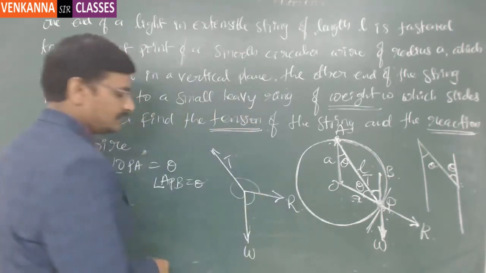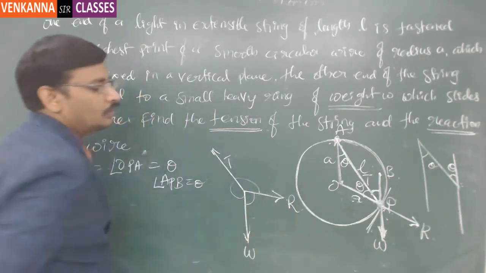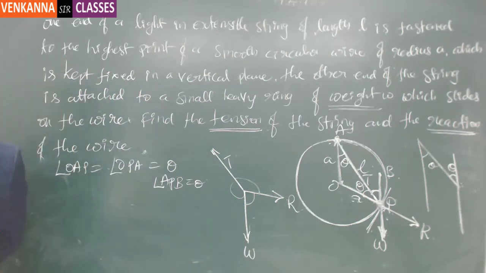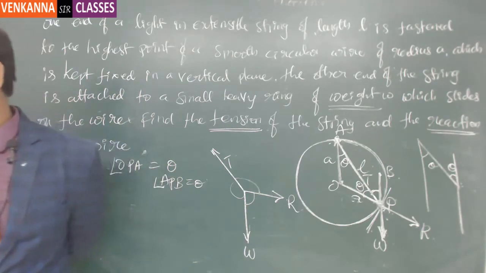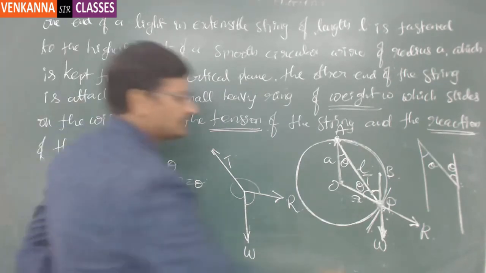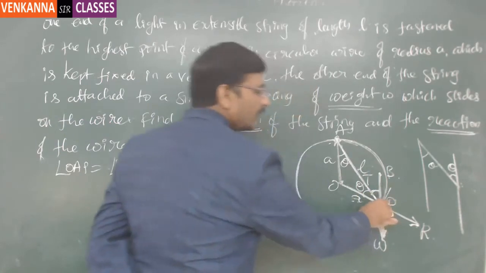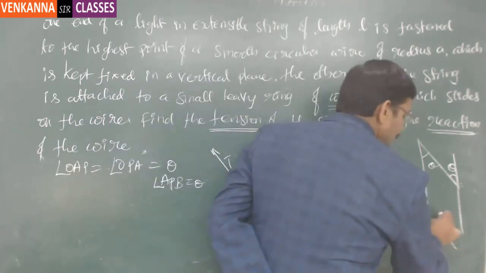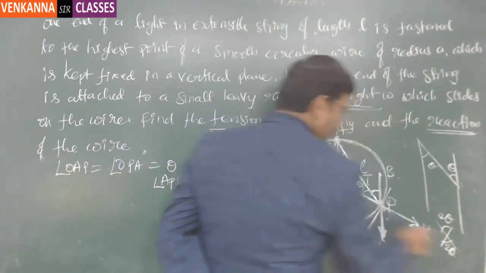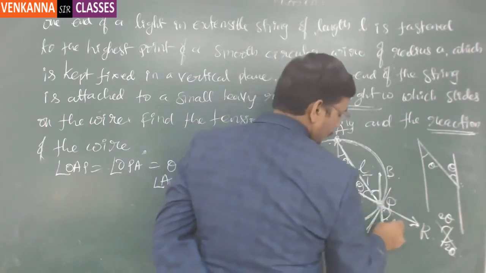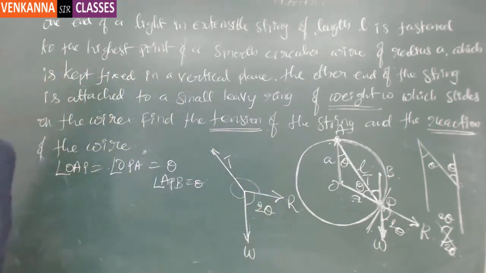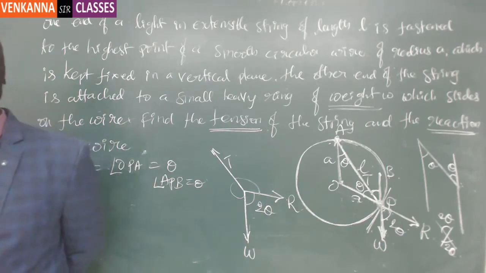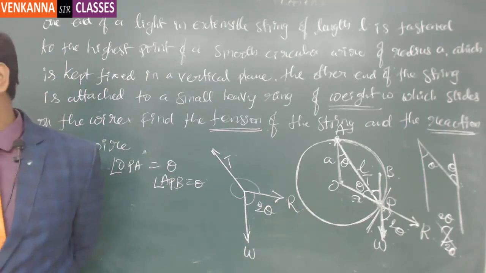Now we can apply Lami's theorem. First you find out these angles. What is the angle between R and W in terms of theta? Two theta, obviously. This is one theta, this is another theta. This is a kind of X shape. So this is 2 theta. Obviously, this will also be 2 theta. And what is the angle between T and R? What is the angle between T and R?